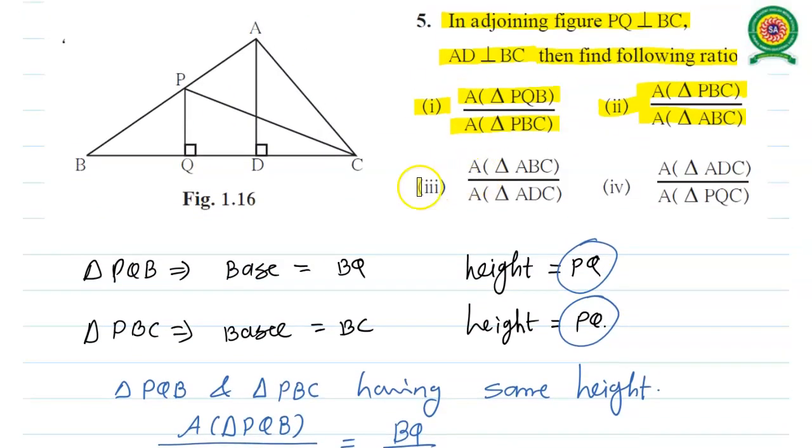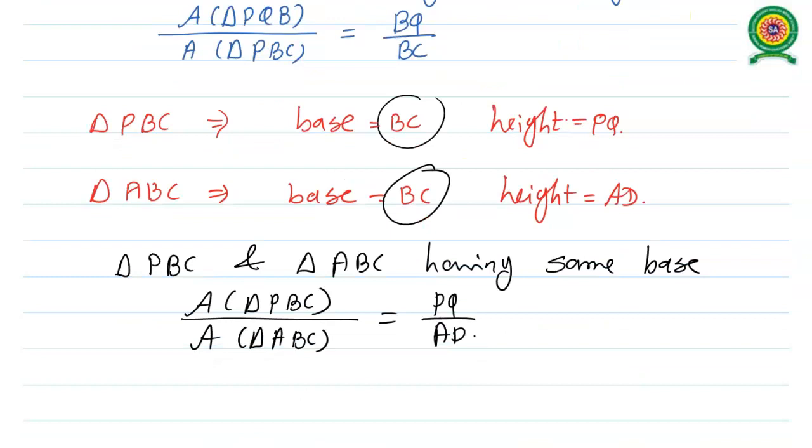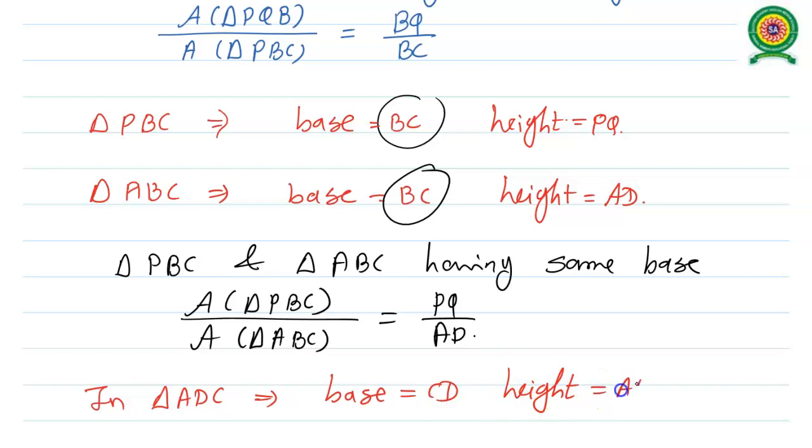Now look at the next ratio. The third sub question: we have to evaluate area of triangle ABC divided by area of triangle ADC. Already we have the base and height of triangle ABC as per the second sub question. So we have to evaluate now the base and height of the triangle ADC. Look at the triangle ADC. AD is the perpendicular drawn on CD. So CD becomes the base and AD becomes the height. So in triangle ADC we have base CD and height AD.